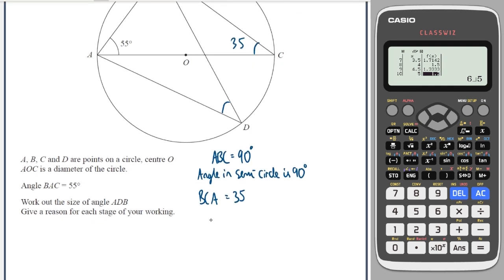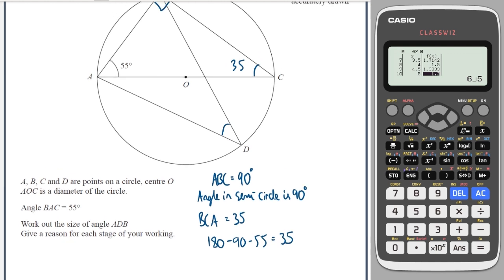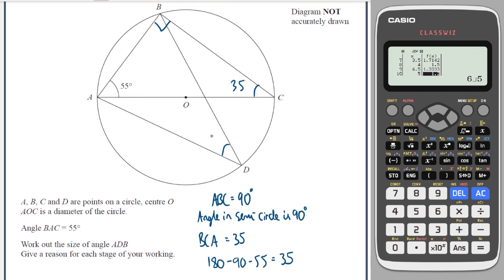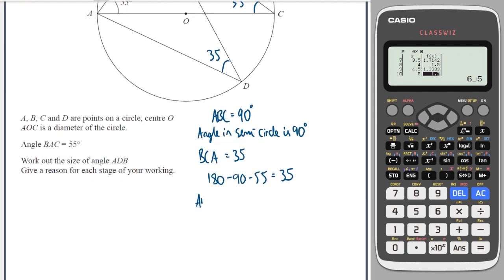And that's BCA is equal to 35. And for this one, we could just show the calculation. 180 minus 90 minus 55 is equal to 35. And that's angles in a triangle add up to 180. And then the next one is the circle theorem that the two angles which come from the same segment, so there to there and there to there, they are the same. So I would finish by saying that ADB is equal to 35, and I would say that angles from the same segment are equal.